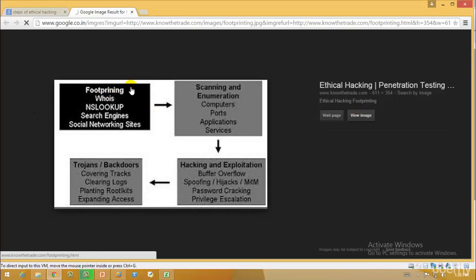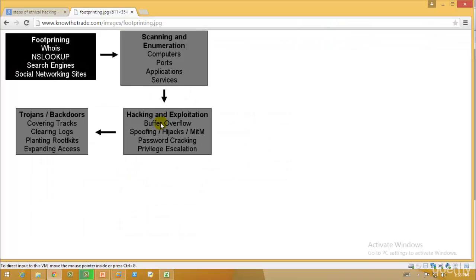These are the things which we'll go through once we go into detail related to ethical hacking. The first step we would be looking at today is footprinting: WHOIS, NS lookup, search engines and social networking sites. After that, scanning and enumeration, that is computer ports, which ports are open, which are not, and what would be the application services. Then trojans and backdoors, viruses, and finally the hacking and exploitation. That would be buffer overflow, spoofing, or different types of attacks, which includes even DDoS, which is not over here as of now. But these are things I would be teaching you.